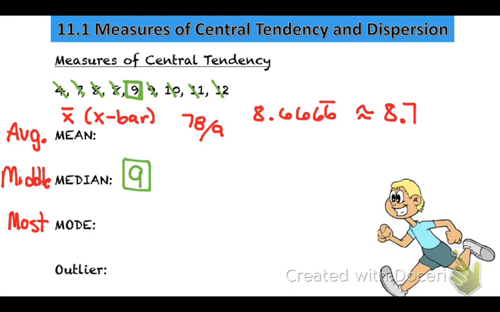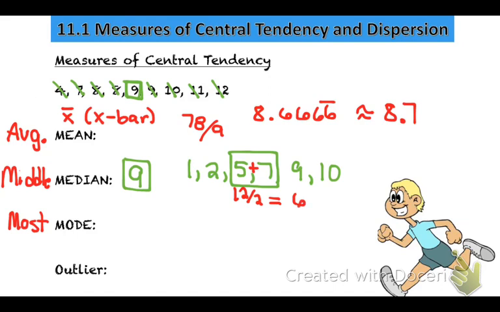If, however, we had an even number of values, let's say we had 10 or 6, so let's do 1, 2, 5, 7, 9, and 10. So now we have an even number of values, so now we are going to have to take the average of the two middle. So 12 divided by 2, so in this green set, our median, or our middle number, would actually be 6.